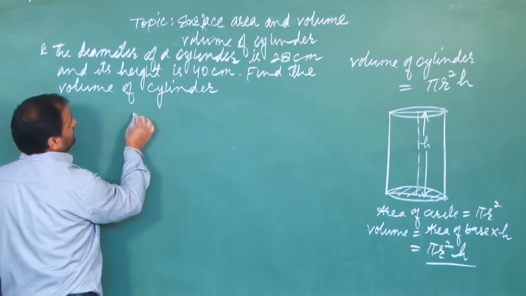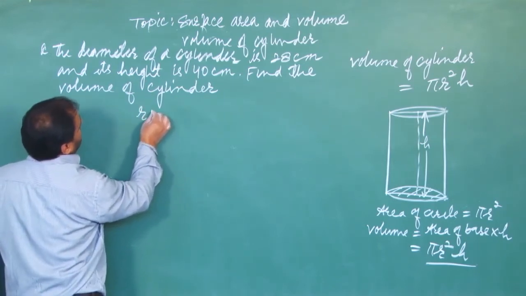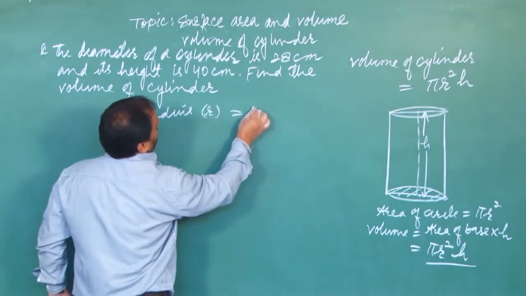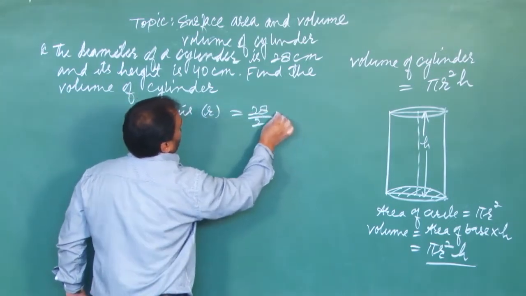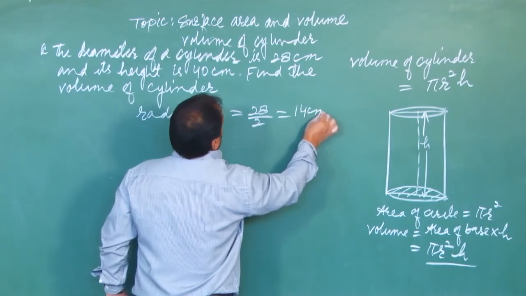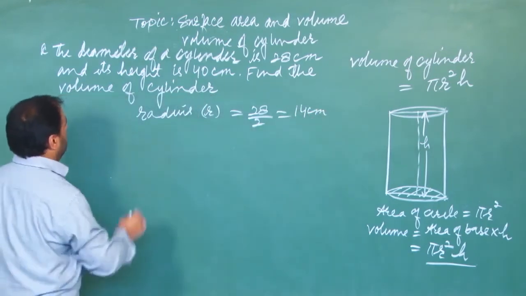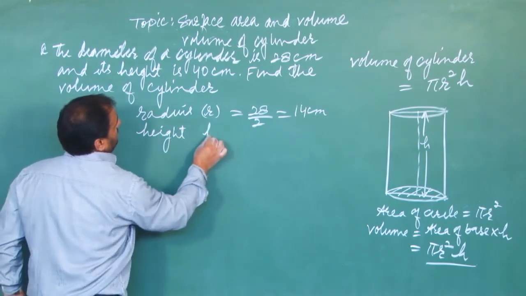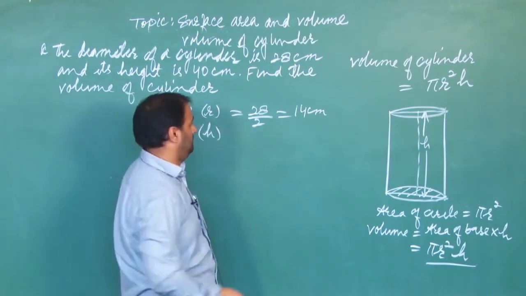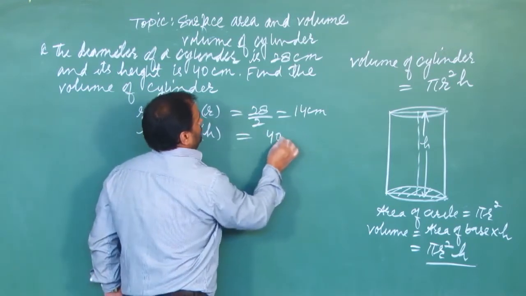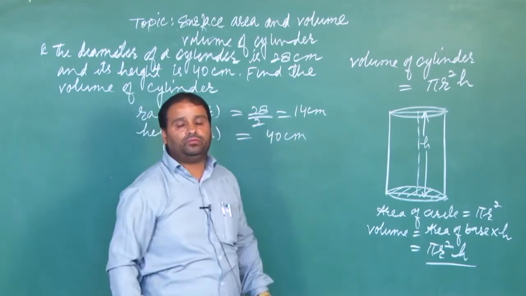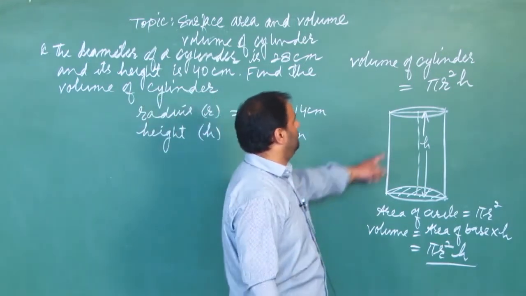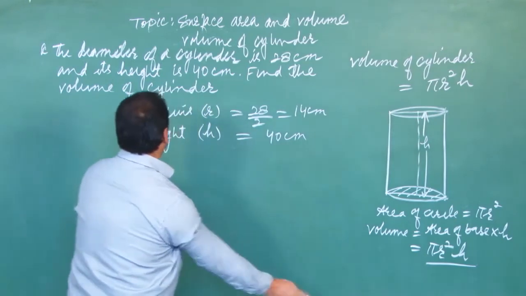Now the volume of the cylinder, we will find what is the radius. The radius of the cylinder is the half of its diameter, that is 14 centimeter. And the height of the cylinder is 40 centimeter. So to find the volume of the cylinder, we need to apply the formula for the volume of cylinder, that is equal to pi r square h.